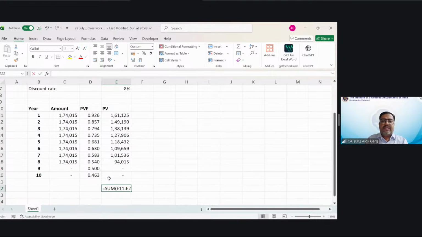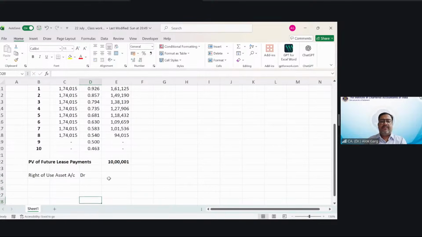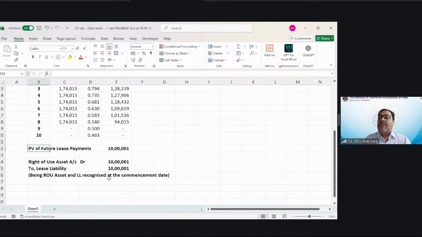What is my present value of the future lease payments? It is 10 lakh rupees, and it was the cost of the machine also, right? This is my present value of future lease payments. Now what is the accounting entry? Right of use asset account debit to lease liability, 10 lakh rupees. So this will be the accounting entry, with the ROU asset and lease liability recognized at the commencement date. Now let's draft the lease payment schedule.